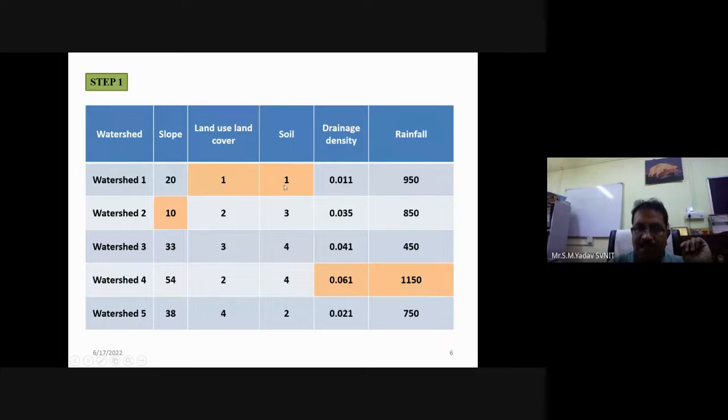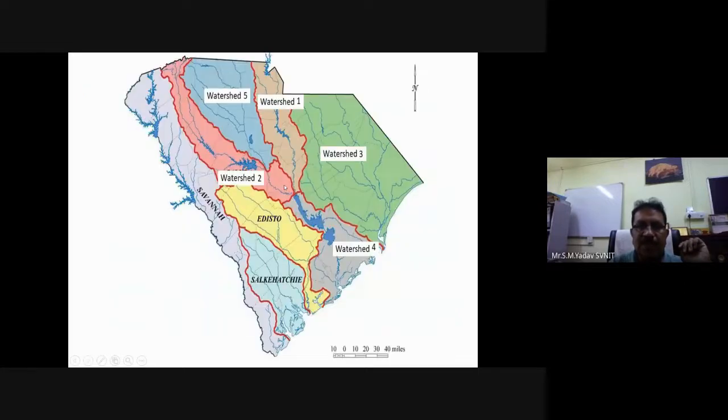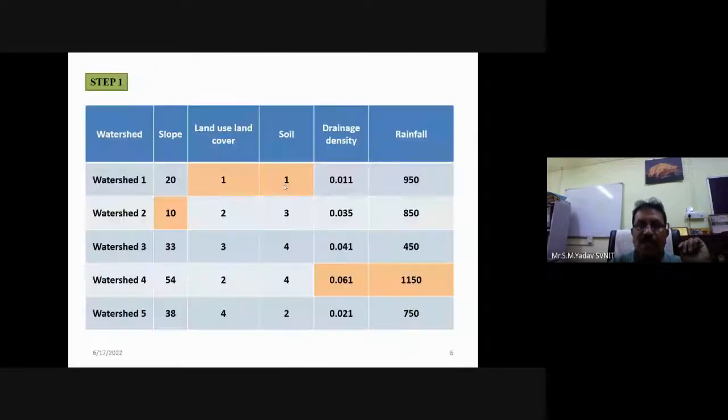In soil, I think it's clay soil which has high hazard, and the watershed head has clay soil. I marked it with this color. Then for drainage density, when the value is greater than 0.151, out of all of these, which one is the higher one? This one I have marked with 0.061. And for rainfall, which one is very high? That is 1150, the highest value, which I have marked.